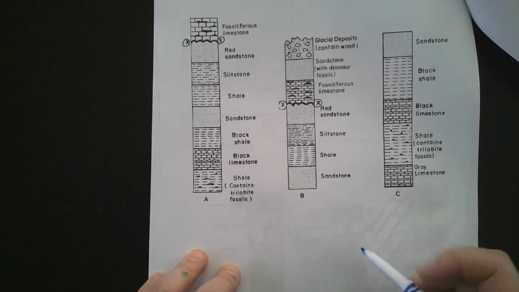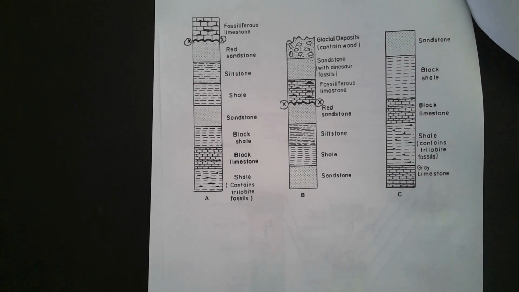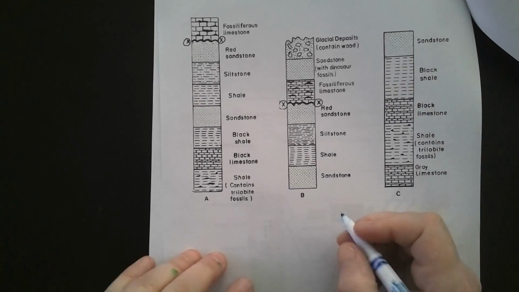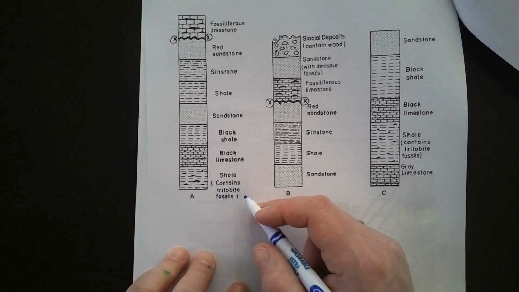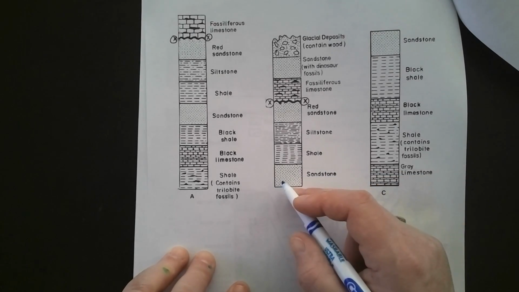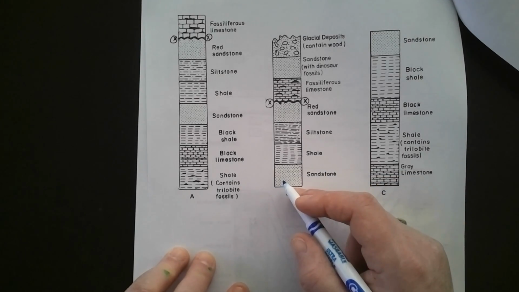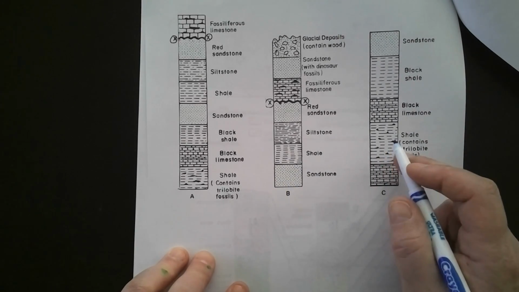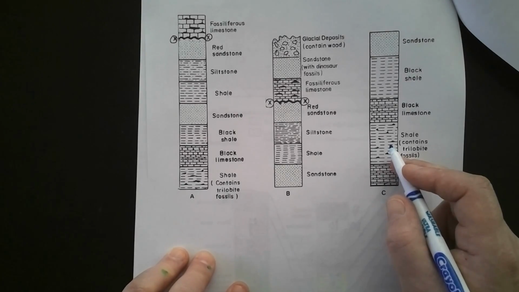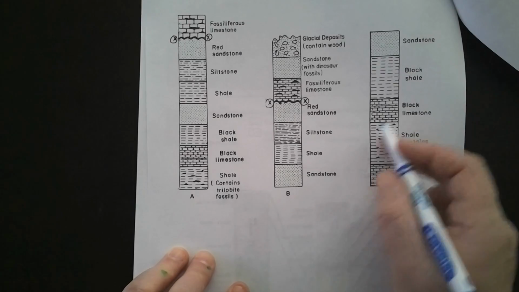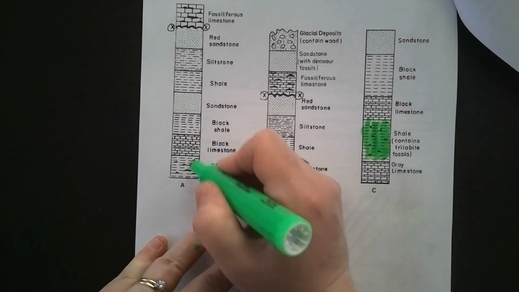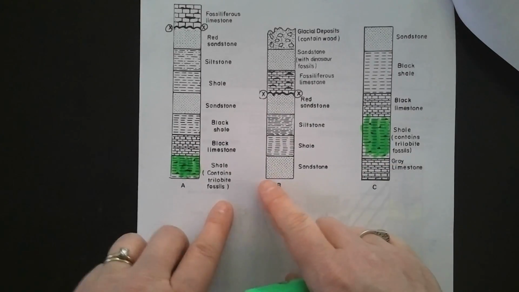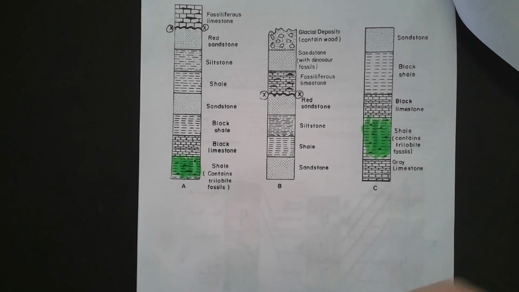Here's another one in your notes. Same thing. Start at the bottom and see if you have things that are the same. You're looking for, okay, I see a sandstone. Shell containing trilobite fossils. Is there a shell containing, no, I don't see it there. This is looking the same to me right here, and it also contains an index fossil, which is important. So we can really definitely say that these are the same rock layer.